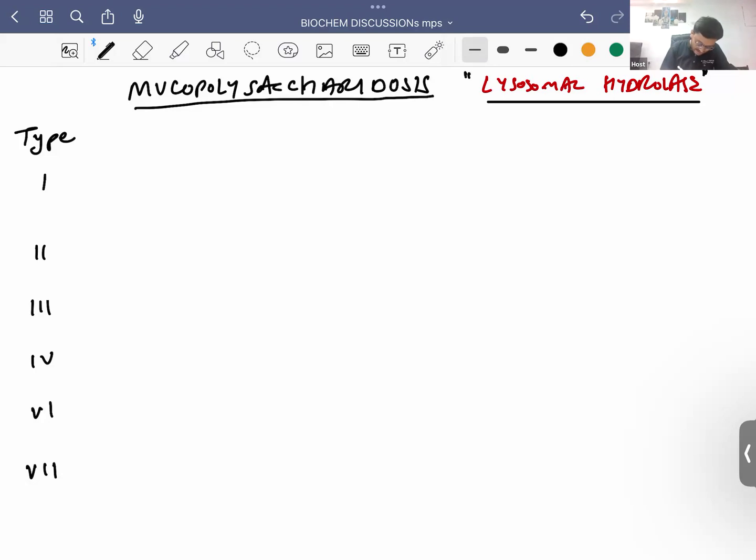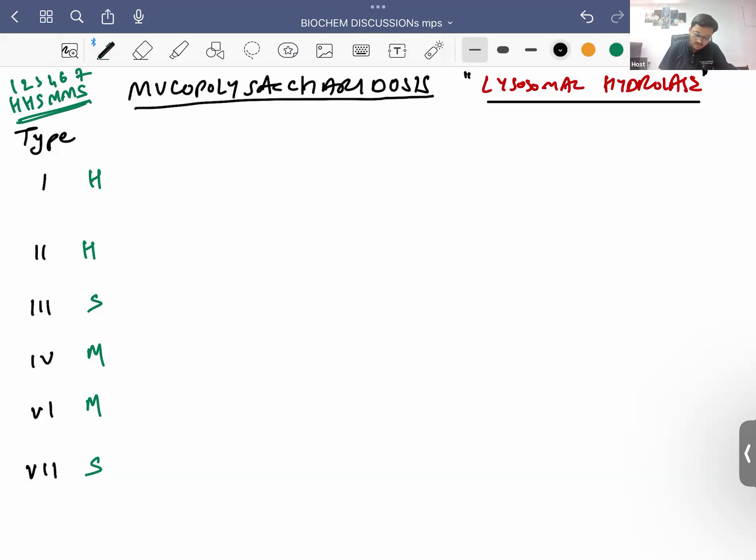So you can remember it as HHS MMS. Okay, so this is what I thought of, HHS MMS, as a mnemonic. So type 1, type 2, type 3, type 4, type 6, and type 7. Type 5 is not there.